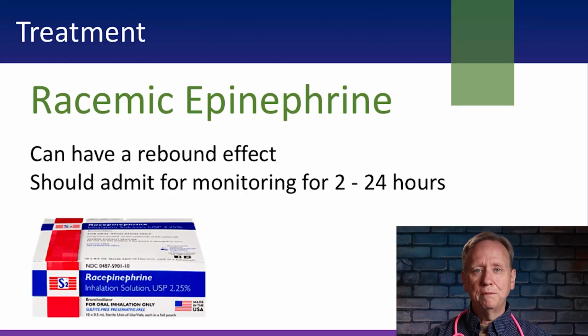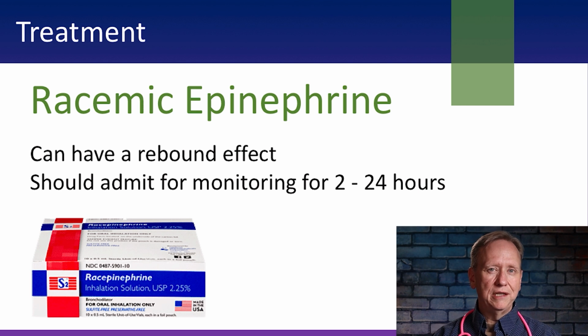Now let me talk about racemic epinephrine. If the stridor is simply mild, kind of early on, you could try to deliver an aerosolized or nebulized version of racemic epinephrine. It's just kind of like an albuterol treatment that they breathe in for wheezing, only this time they're breathing it in to decrease the inflammation in the upper airways.